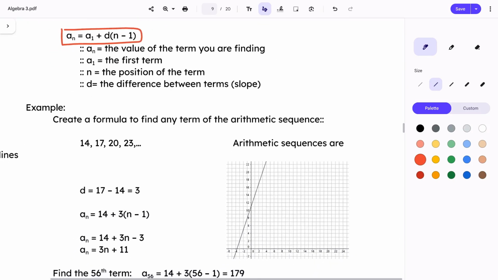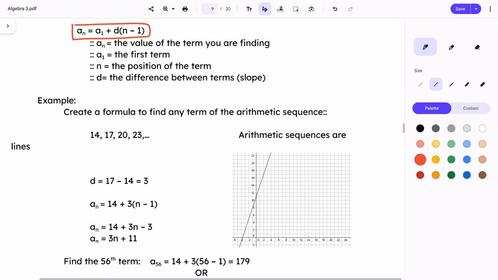So let's go over an example of how we would write out an equation. If I'm given this series, 14, 17, 20, and 23, this would be my sequence here. I can look at that and grab a couple things. The 14 would be my first term. This would be the A1. Okay, and so I would use that in my formula. The other thing I need to know, though, is the difference. What's the common number that it seems to be doing here?